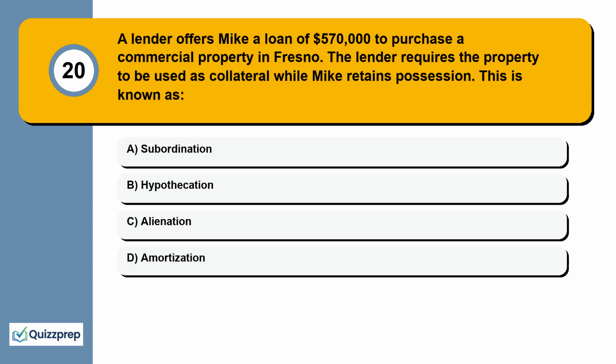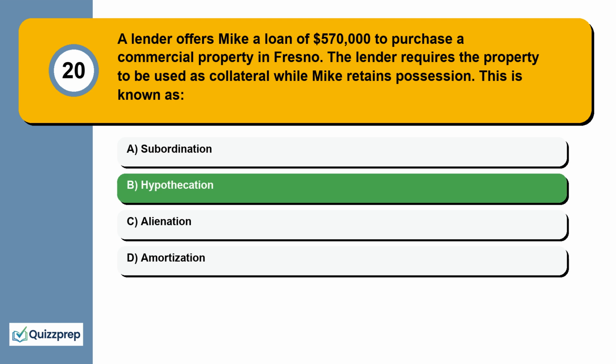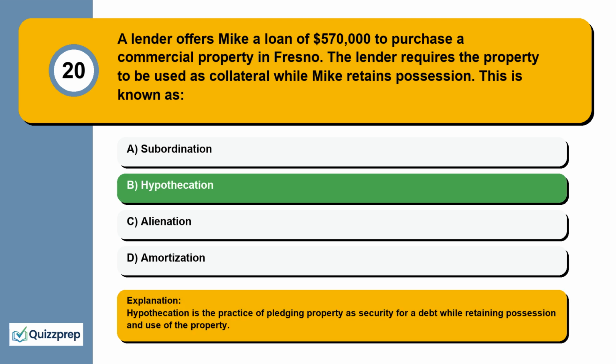Question 20. A lender offers Mike a loan of $570,000 to purchase a commercial property in Fresno. The lender requires the property to be used as collateral while Mike retains possession. This is known as subordination, hypothecation, alienation, amortization. Hypothecation is the practice of pledging property as security for a debt while retaining possession and use of the property.